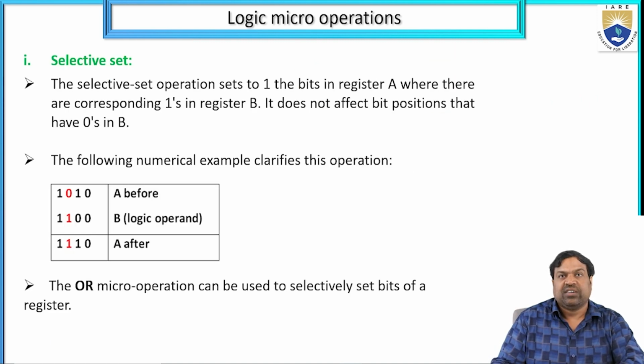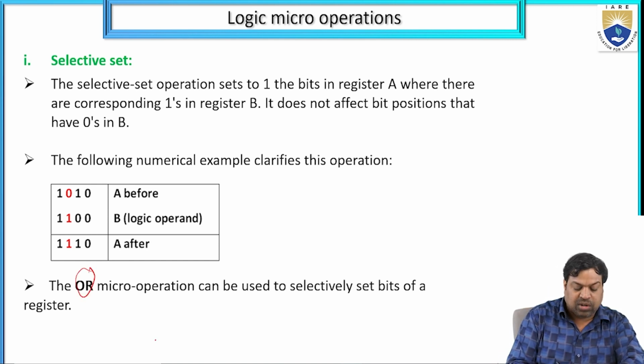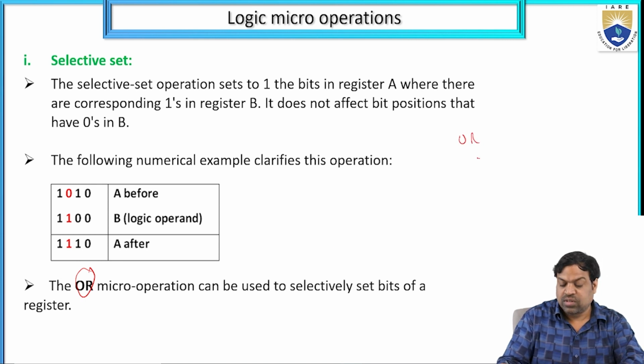And selective set, the first method, is a selective set of the logical micro operation applications. The selective set operation sets to 1 the bits in register A where there are corresponding ones in register B, and it does not affect the bit positions of zeros in B. The following numerical example clarifies the operation: 1010, 1100. So in the selective set, I am applying the OR micro operation. OR means A plus B.